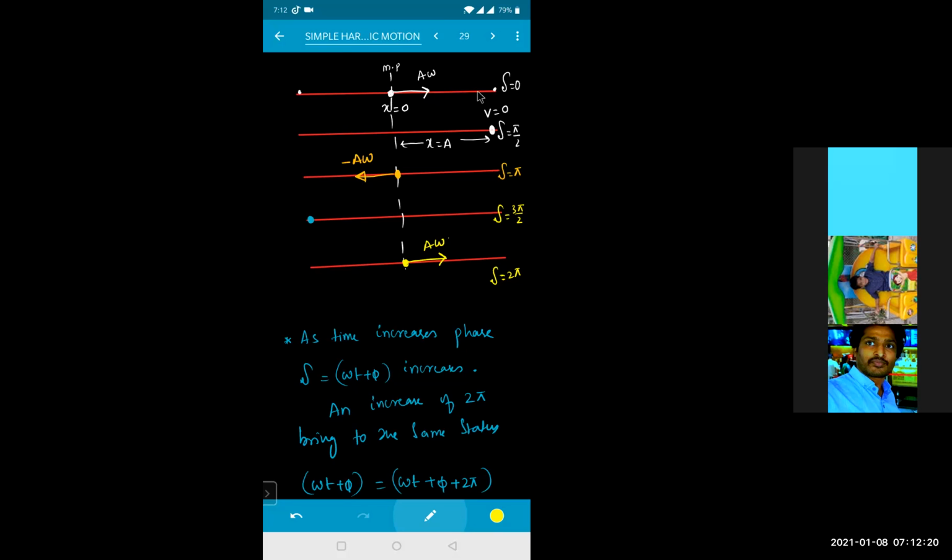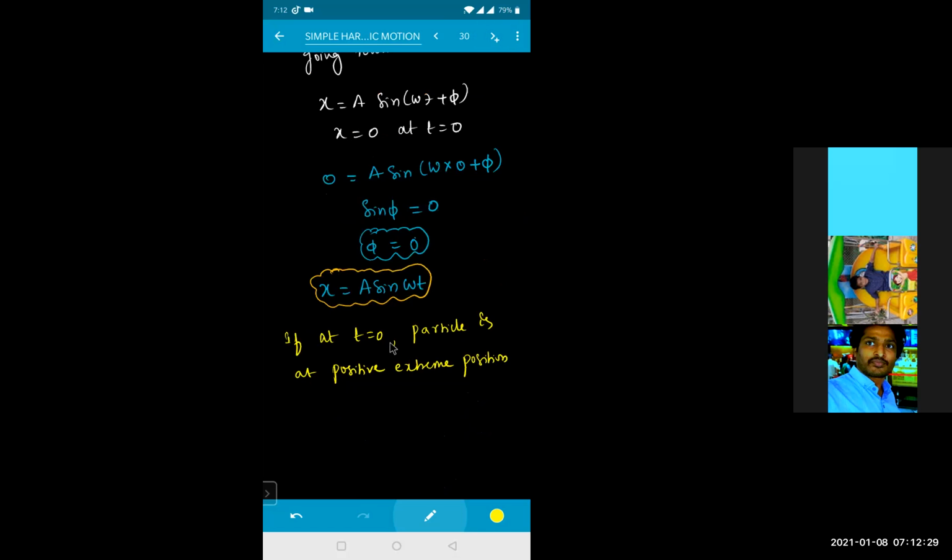Positive extreme means, from the mean position, the x value is equal to A, somewhere here. So right now the mean position is 0. If the particle is at the positive extreme position, that means x equals A.